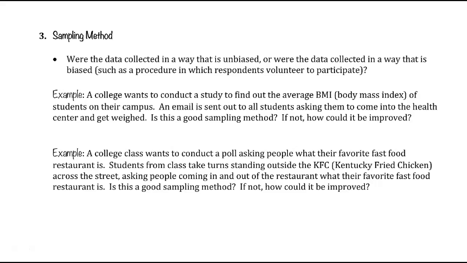For another example, suppose a college class wants to conduct a poll asking people what their favorite fast food restaurant is. Students from the class take turns standing outside of KFC across the street and asking people coming in and out of the restaurant, what's your favorite fast food restaurant? Do you think that's a good sampling method? Absolutely not. If they're standing outside of KFC, then they're only asking a certain type of person, or a person that's likely to choose KFC or similar restaurants. Take a moment and think about how this survey could be improved.